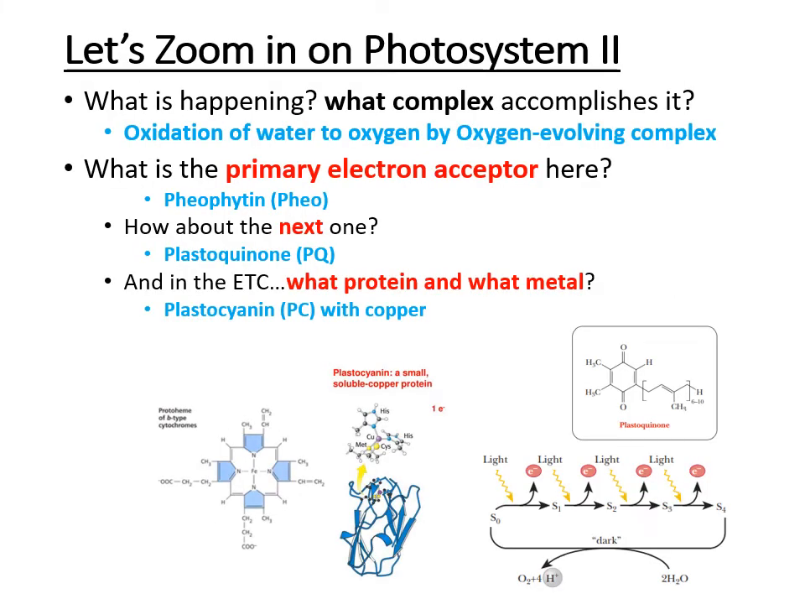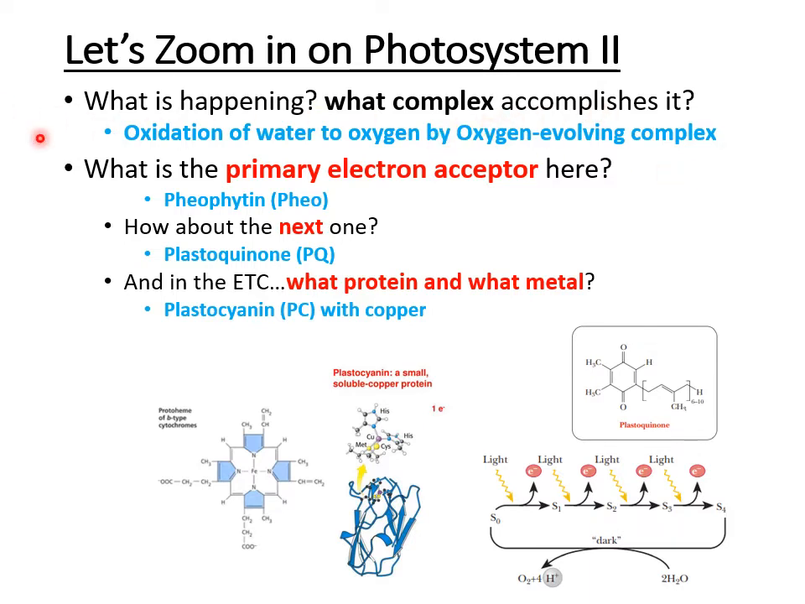So now let's briefly zoom in on the individual parts of the light reaction. First up, remember they're out of numerical order. So photosystem 2 actually comes before the events of photosystem 1. Photosystem 2 is where you have that oxidation of water that we saw in the previous slide to oxygen. So converting water to oxygen. This is accomplished by what's known as the oxygen evolving complex.